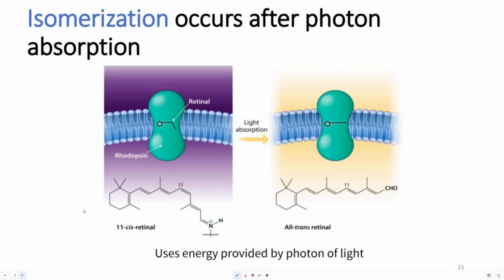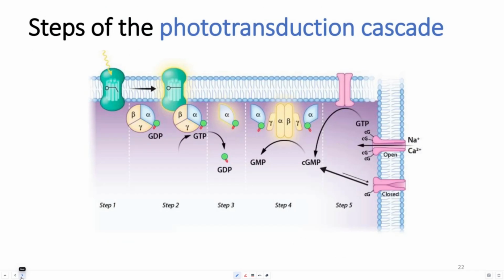So let's remember that the isomerization occurs after a photon is absorbed inside the photoreceptive cells. Rhodopsin inside the rods is going to be in a bent shape in the dark. When light hits, it turns into a flat shape. So we have the cis-retinol, which is a bent shape, and then we have the all-trans-retinol, which is a flat shape. So here are the steps of the phototransduction cascade, summarizing what we said.